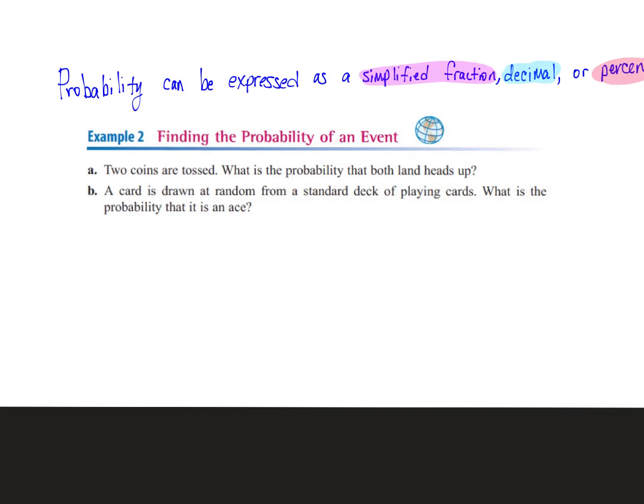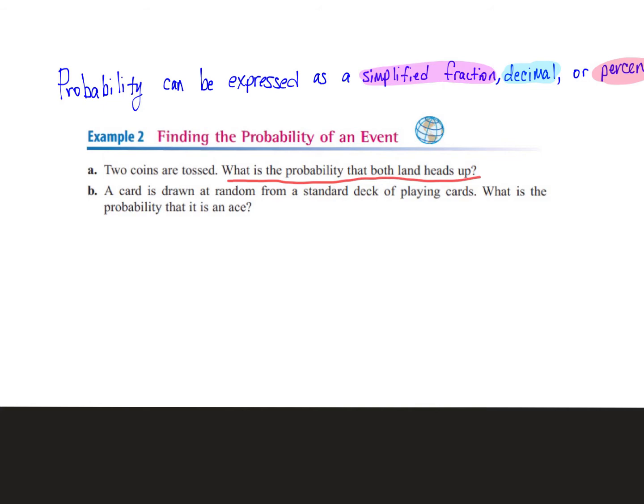Letter A says that 2 coins are tossed, right? 2 coins are tossed, yes? What do you want to happen? That's what probability is. What is the probability that both land heads up? What do you want the coins to do? Land how? On heads. Heads up.